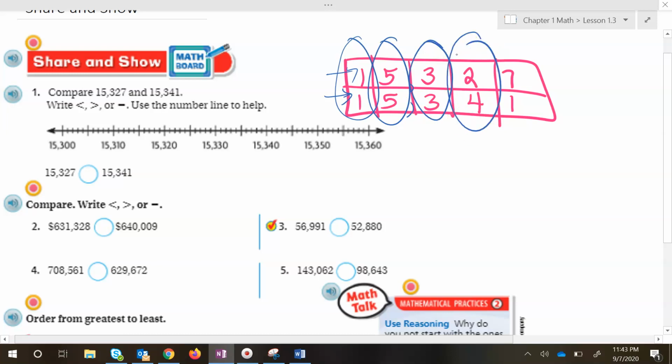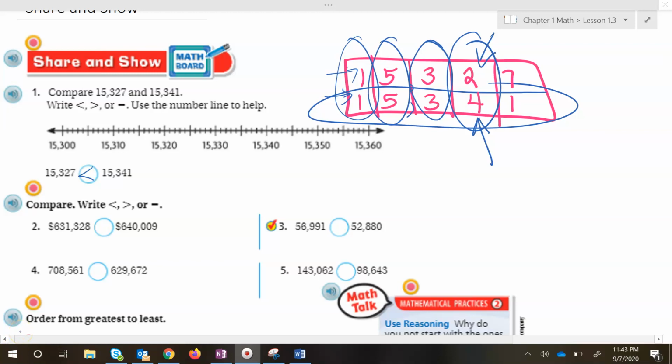Now here we are to the tens place. Now we need to compare the 2 to the 4. We know that that 4 is greater than 2, so that we know that 15,341 is greater than 15,327. So right here, this number comes first and this number is less than. So we're going to do that symbol because it looks like a squished L.